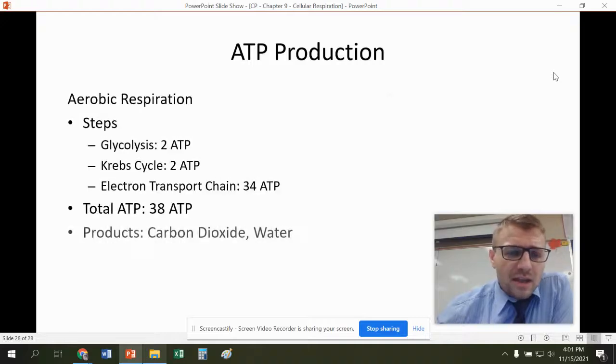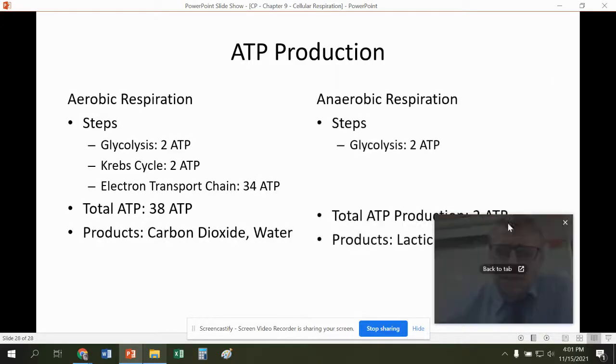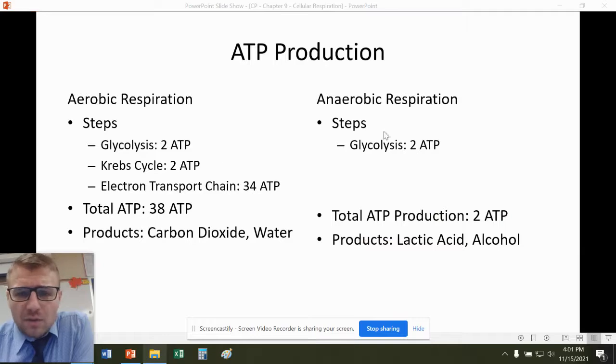So again, the last part here, I just want you to understand the difference between aerobic and anaerobic respiration. In aerobic respiration, we go through the glycolysis, the prep step, Krebs cycle, and the electron transport chain. In anaerobic respiration, we're only going to go through glycolysis, which gets us only 2 ATP. So we get a lot more ATP in aerobic respiration, not a lot in anaerobic respiration. Our products here are carbon dioxide and water. Our products in anaerobic respiration are lactic acid and alcohol, or one of those two, not both.